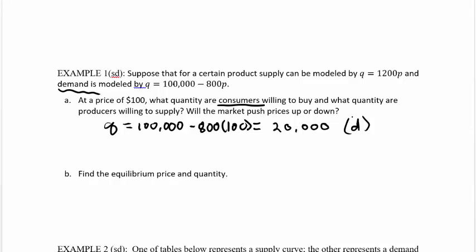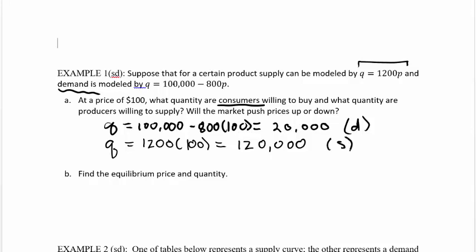Now, if we want to know how many of this item suppliers are willing to supply, we need to go to the supply function, which was up here. And we have Q equals 1200 times our price, which is going to give us 120,000. So that's quite a difference between the supply and the demand.